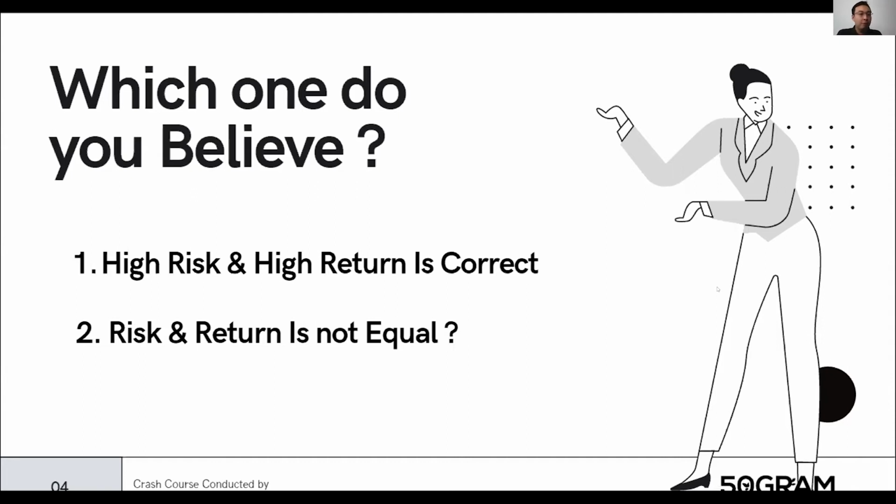Number 2. A lot of people choose number 2. Yes, a lot of people are choosing number 2.